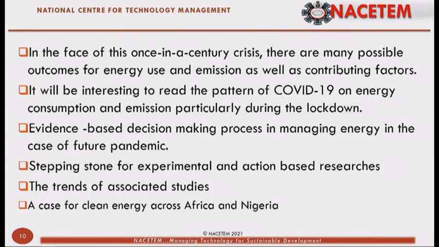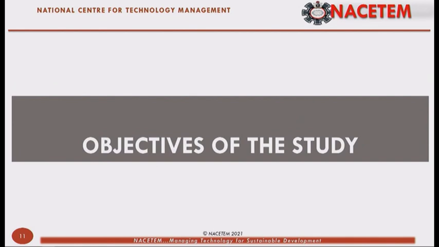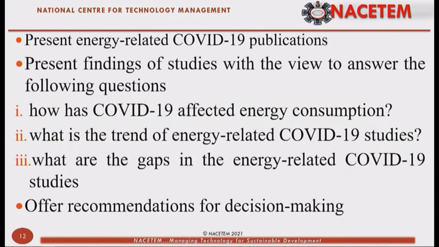I think I've actually said the rationale, which is just to show the need for us to do that. The objective, like I mentioned earlier, is to assess the present energy-related publications. The reason is this: you will know the trend towards where the direction is supposed to be when you are handy with the publications. And the other one is to identify the gaps as regards the energy-related COVID-19 studies. When the gap is identified, it will guide researchers on the direction to look at. And then we offer some recommendations for decision makers to take a look at.